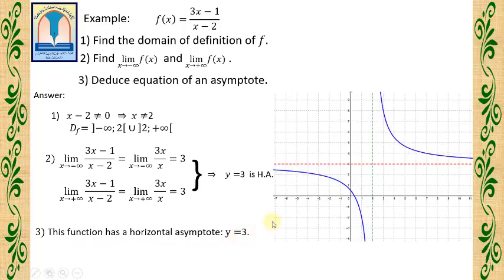So let us look at the curve of this function f. As you can see, it has a horizontal asymptote at y equals 3. As x tends to minus infinity, y is approaching 3 from below. And as x tends to plus infinity, y is approaching 3 from above.